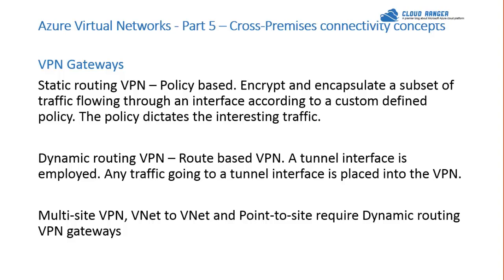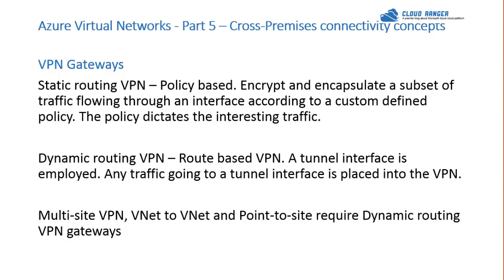Then you have the dynamic routing VPN, which is basically a route-based VPN. So you create a tunnel interface and you basically say that anything that's going to hit this tunnel interface is placed into the VPN. So basically, you are not segregating the traffic.